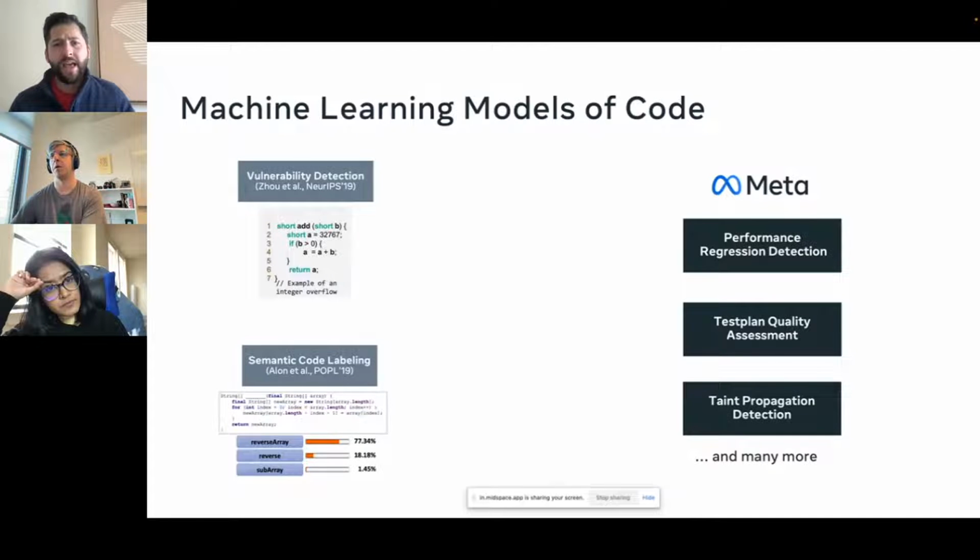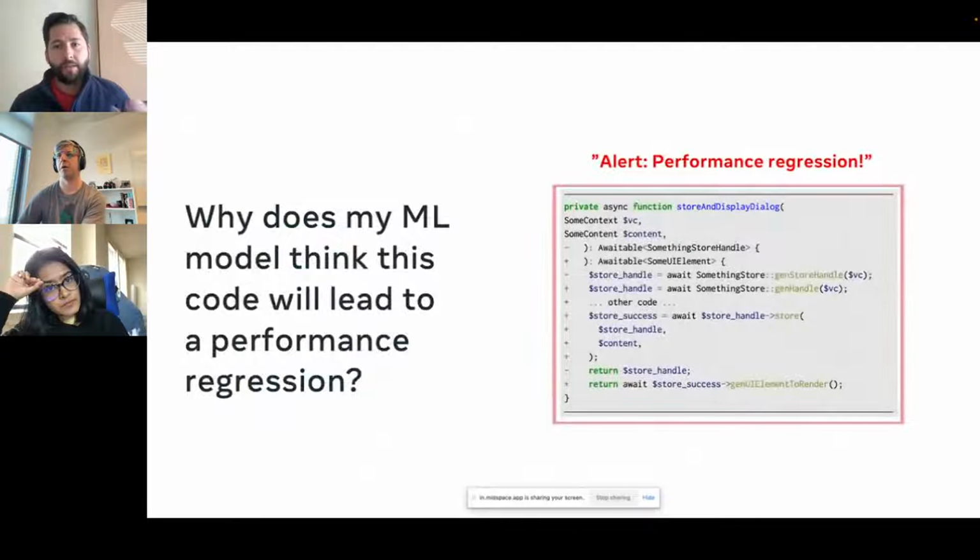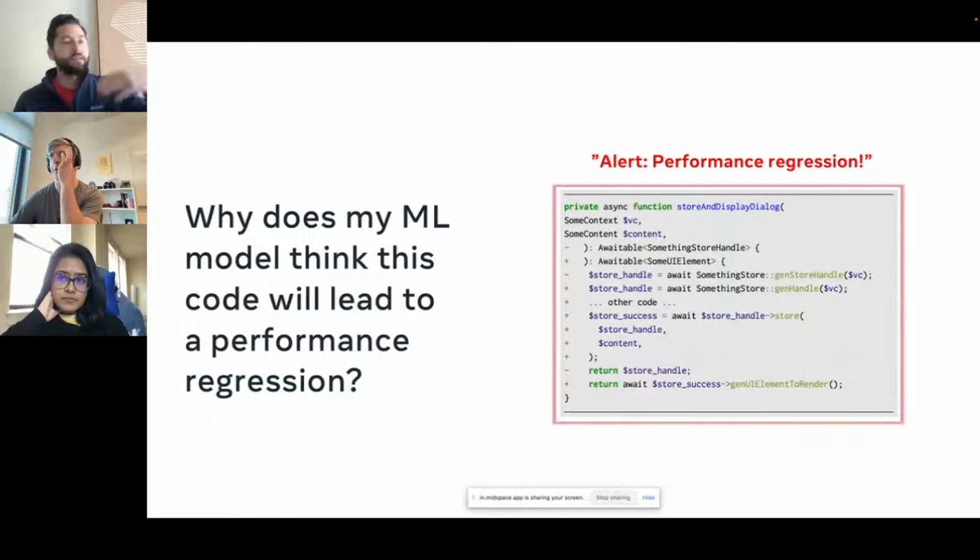And when I say explanations, I mean this. Imagine you want to commit a piece of source code into your repository, and some machine learning model, in this case a performance regression detector, tells you, big red alert, something's wrong with your code. So you may want to ask yourself, why does my machine learning model think that this code will lead to a performance regression? And this problem is obviously exacerbated if it's not just a 10-line code change, but imagine there are diffs that we're putting into the system that have hundreds of lines of code sometimes.